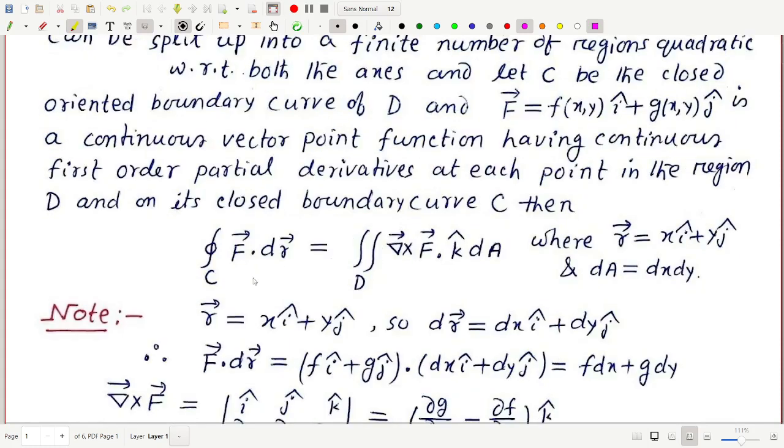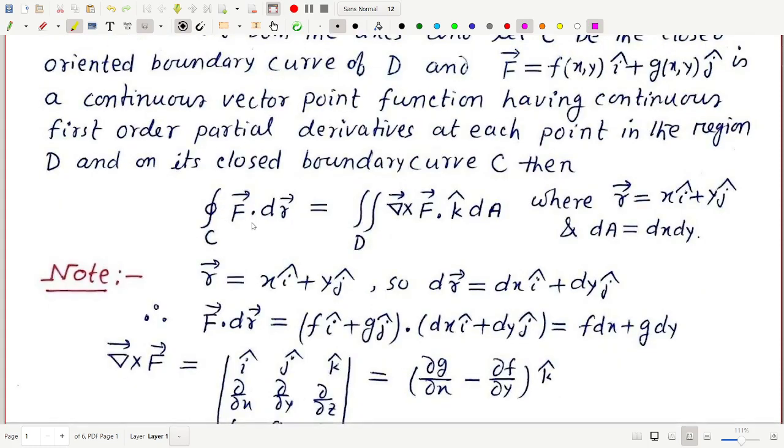Then the line integral of f vector dot dr vector over the closed boundary curve C is equal to the double integral over the region D of curl f dot k cap dA. dA is actually dx dy. R vector is x i cap plus y j cap, the position vector of any point in the region D.